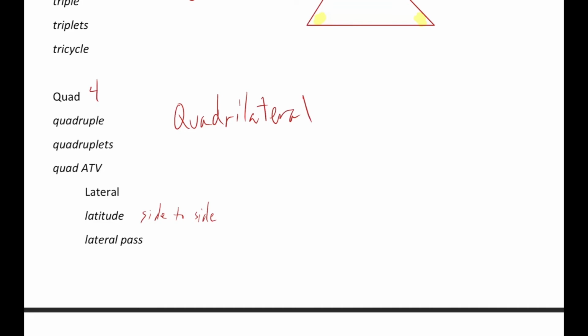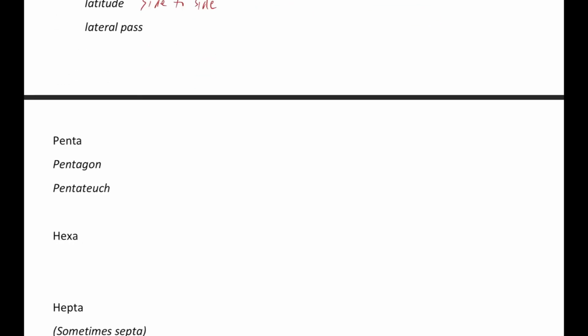If I were to take a lateral view of something in science, I'm looking at the side. It's a side view of that specimen. And so quadrilateral literally means four sides. So it's a figure with four sides. And so an example of a quadrilateral might look like this, right? And so it's a figure with four sides, or a polygon with four sides.